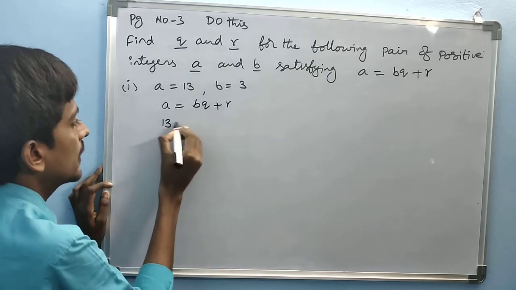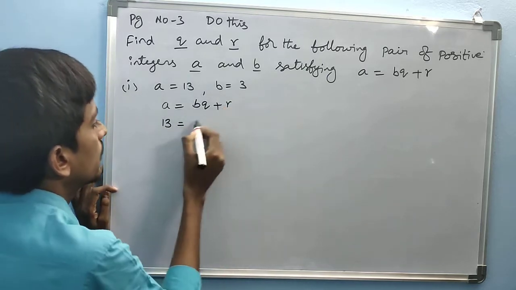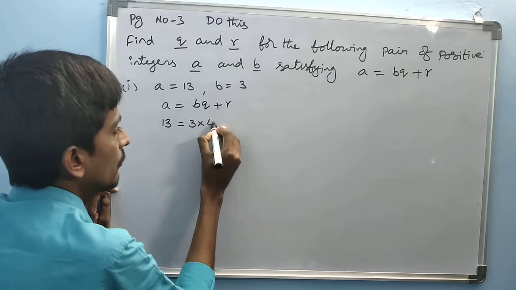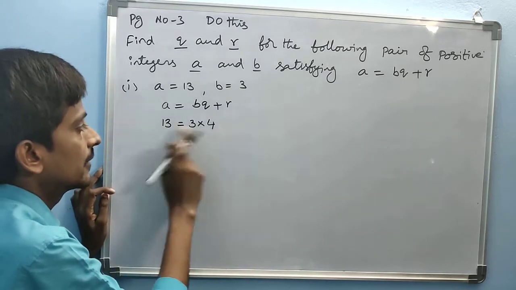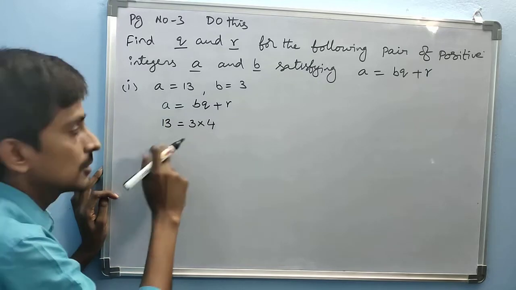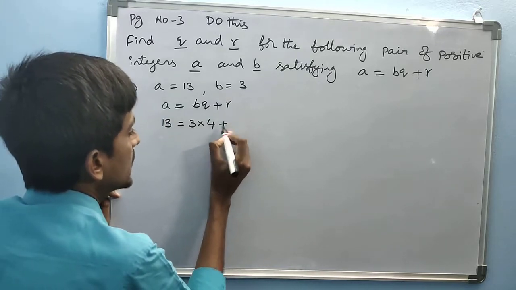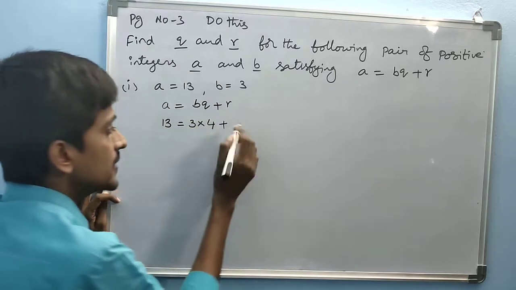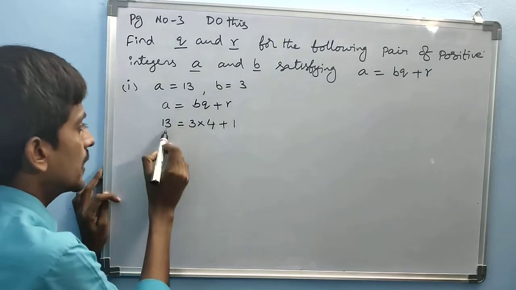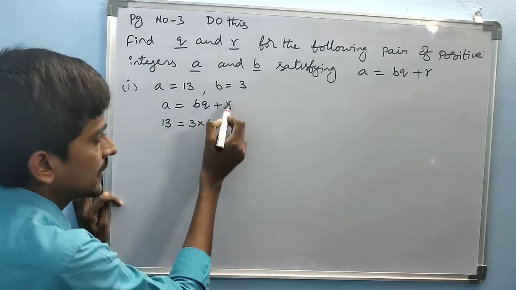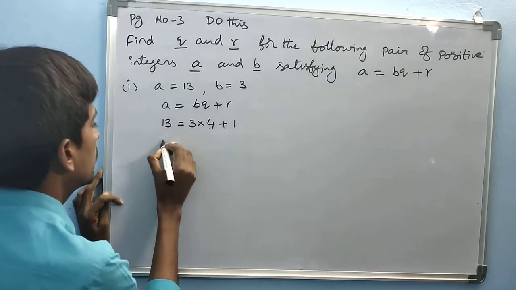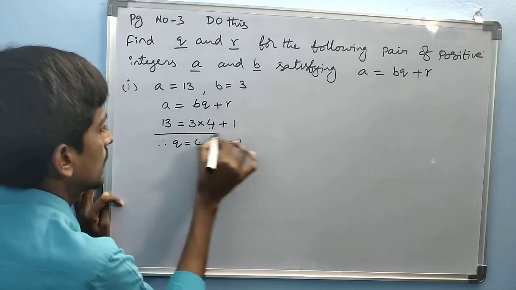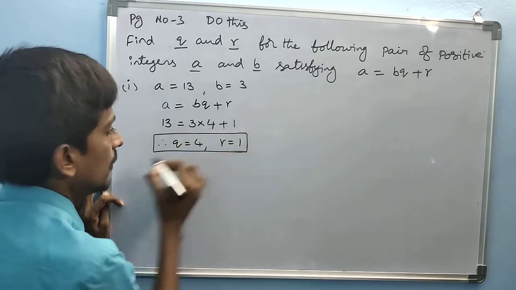Okay. 13 equals B, that means 3, into Q. 3 how many times makes 13? 3 fours are 12. 3 fives are 15, which is more than 13. So 3 fours are 12, plus what is the remaining? The remainder is 1. So A equals BQ plus R. Therefore Q equals 4, R equals 1. This is the half mark sum.